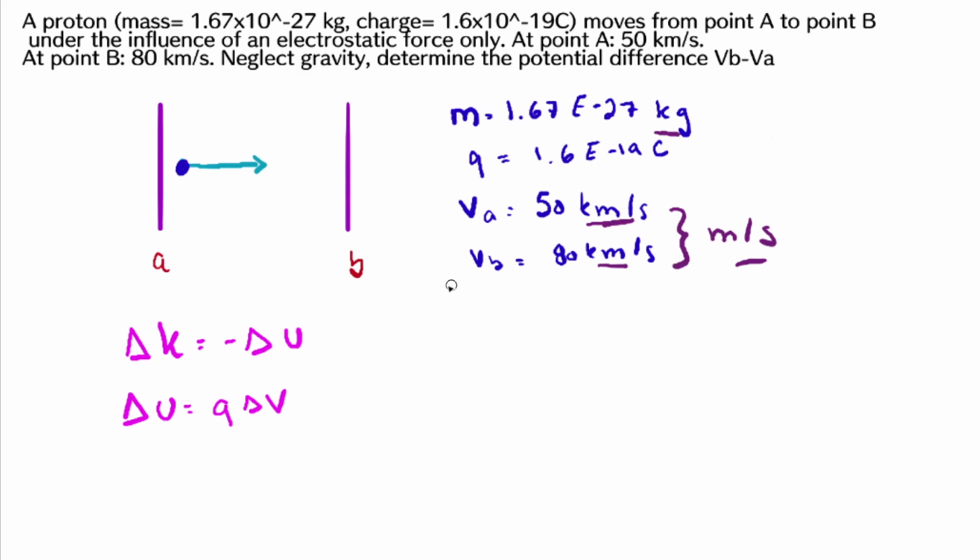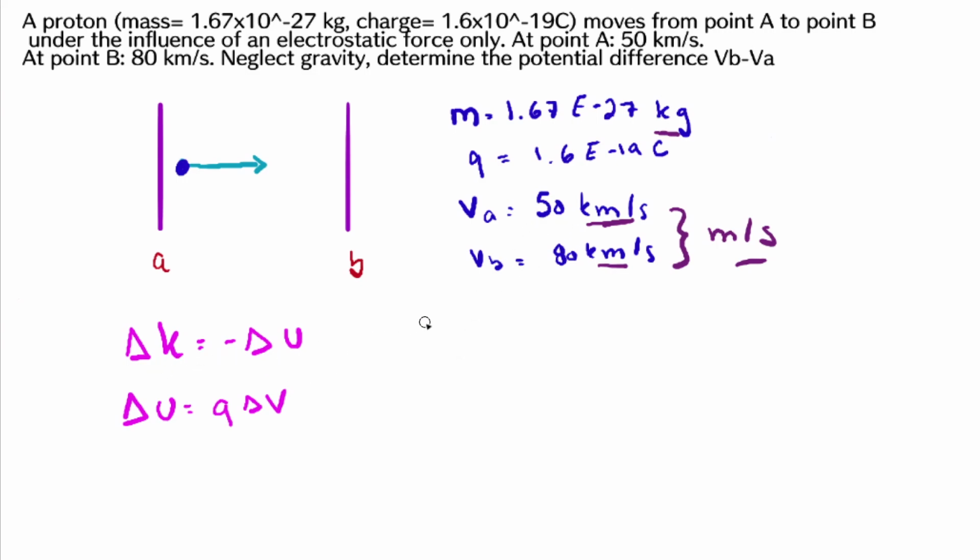Now it's also important to see that these V's are not the same as this delta V. These are our velocities. This is our change in potential. So here's another equation you should be familiar with. The change in kinetic energy is equal to the negative change of potential energy. And when we're dealing with electromagnetism, the change in potential energy is the charge times the change in potential. So let's put all this together and see what we get.